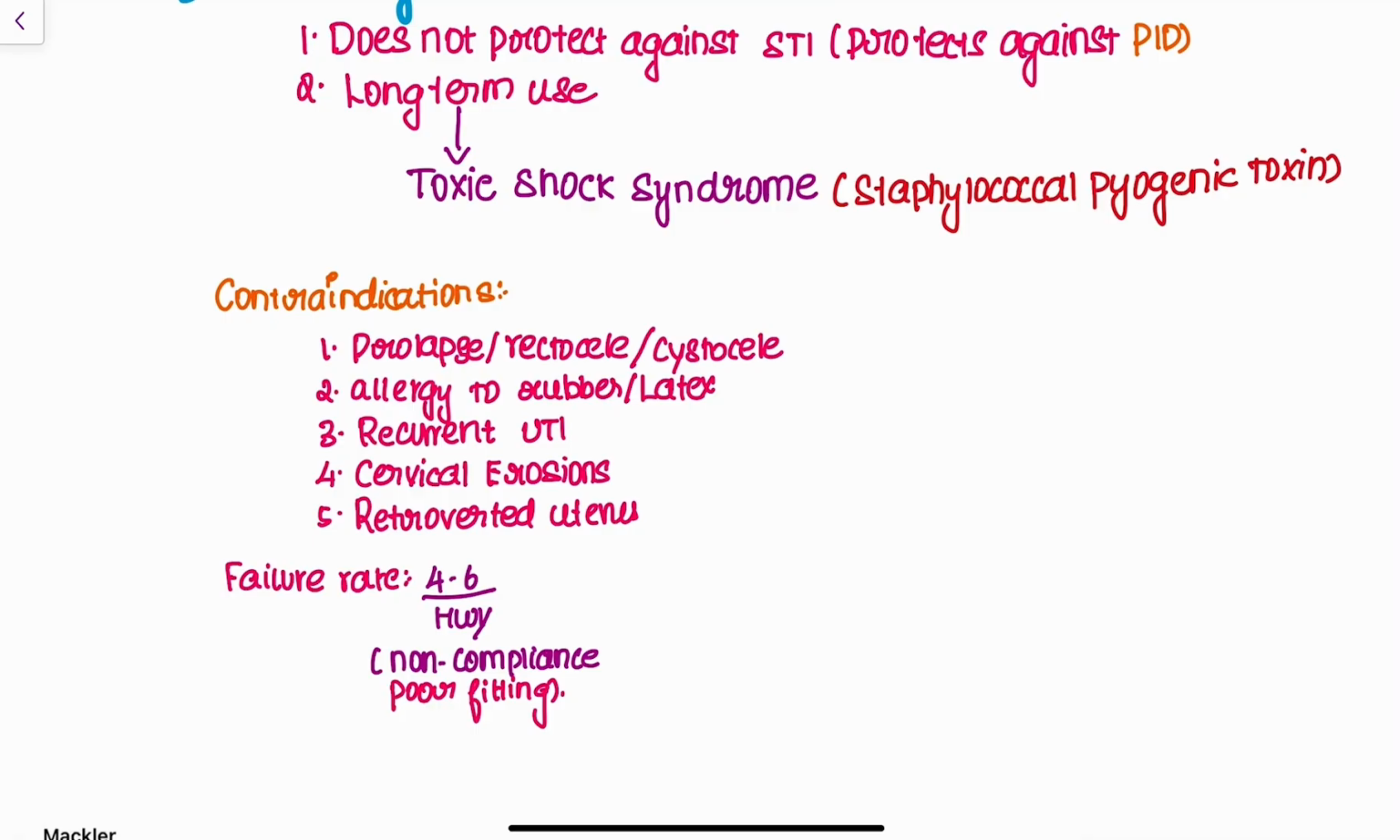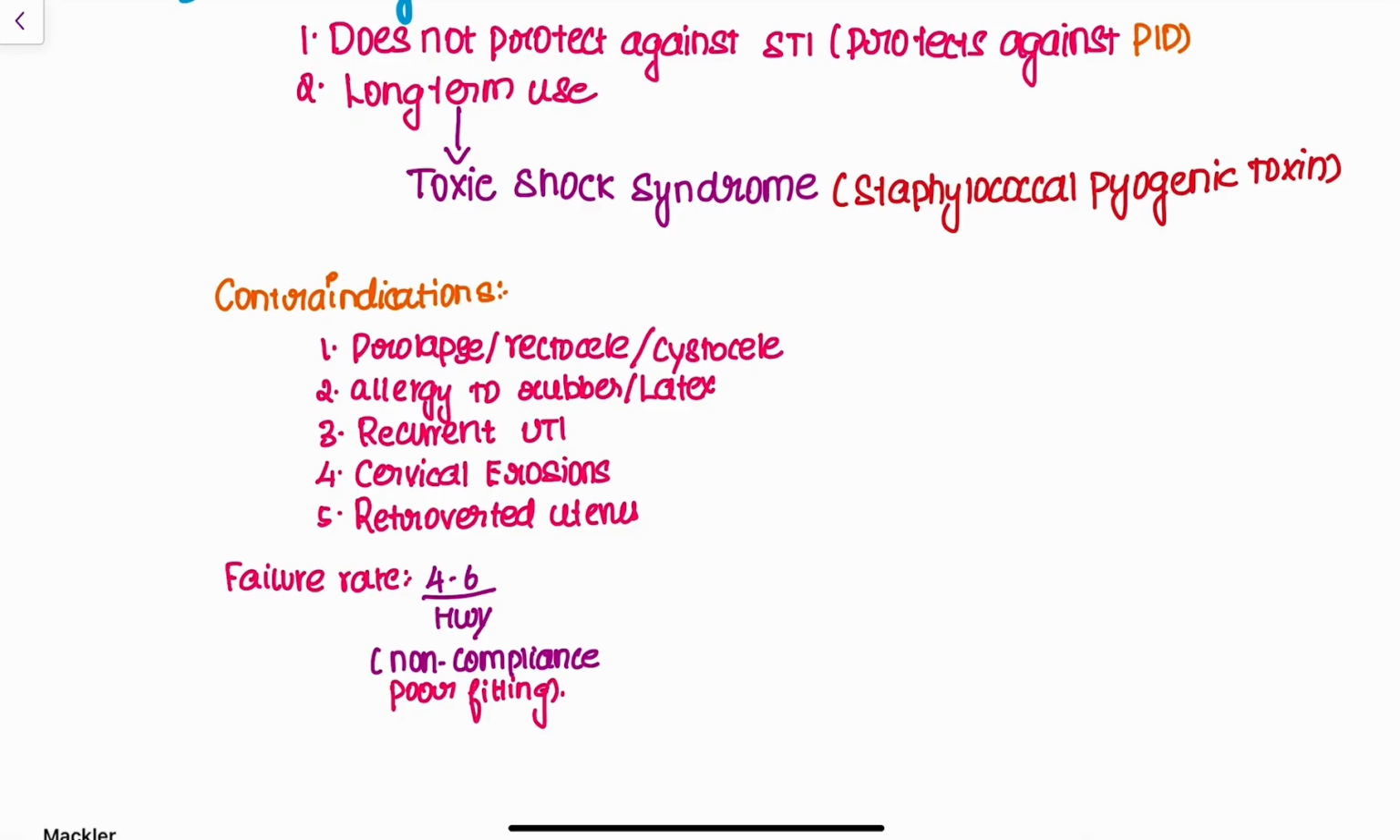the sperm might gain access inside the cervical canal, and it might access further up, and it might result in fertilization and implantation inside the uterine cavity. So therefore you have to ensure that it is properly fitted. But in patients of prolapse and vaginal prolapse, you cannot properly fit it inside the internal genitalia. So for that reason, in patients of prolapse, cystocele and rectocele, you cannot use the diaphragm.